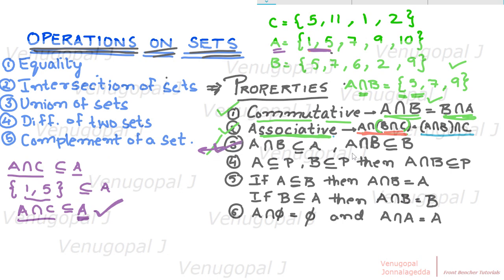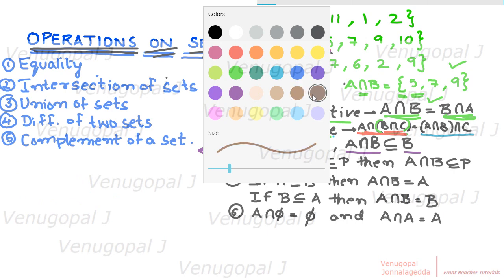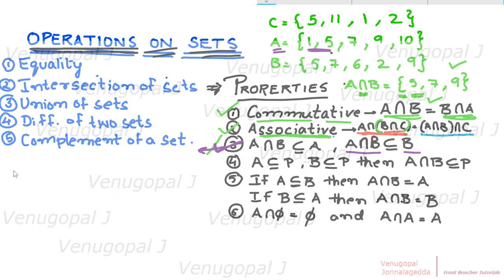And the same will be the case for A intersection B being a subset of B. Let's do that also. Let me rub this off again. So you can take your own examples and try doing it. You will be able to clearly understand, and it will be practice for you to consider some sets and do the intersection, do the subsetting on your own.